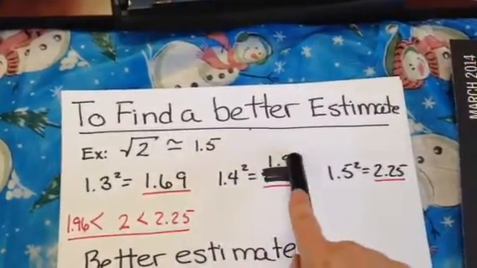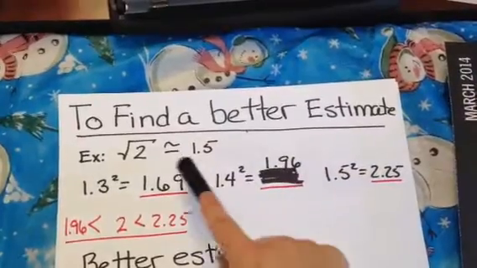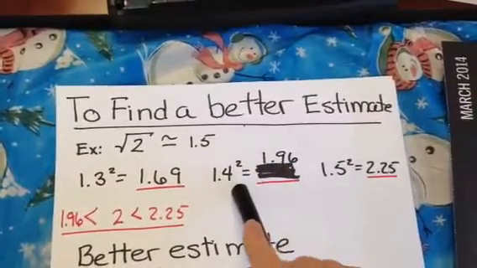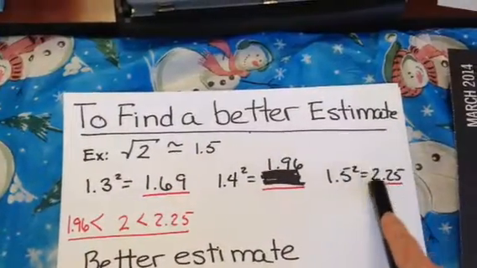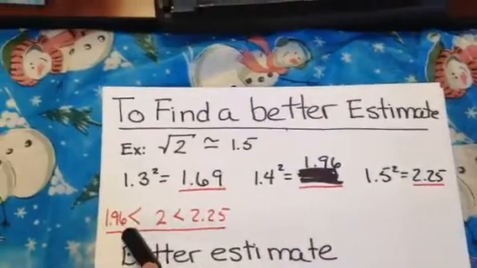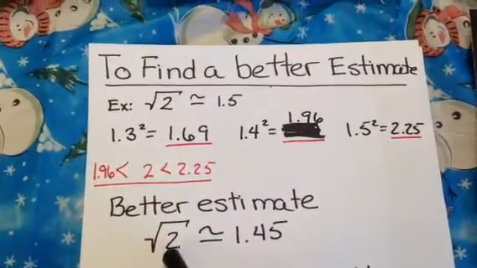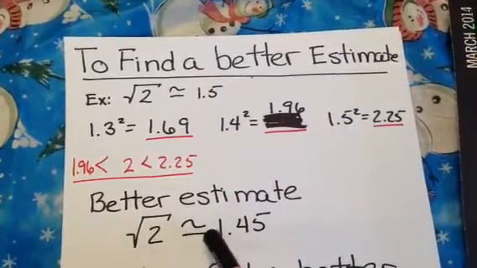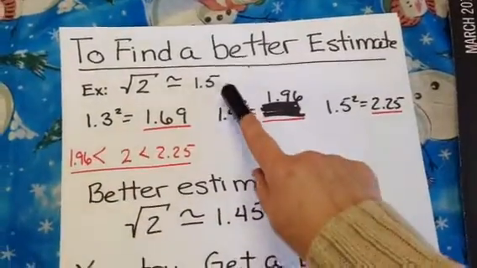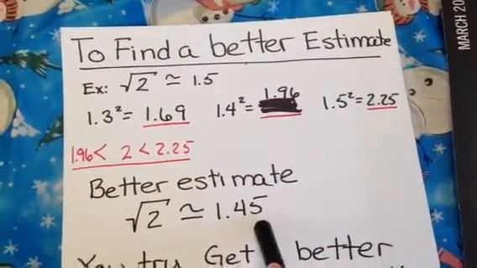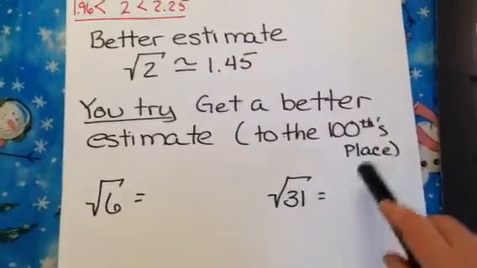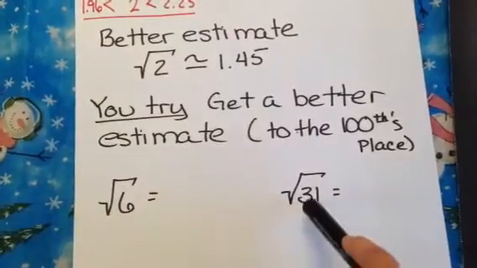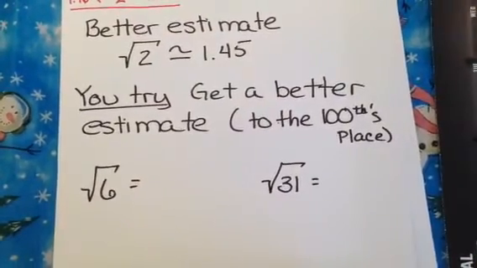So when I look at these three answers, I notice that 2 is greater than 1.96, which is 1.4 squared, and it's less than 2.25, which is 1.5 squared. So the better estimate for the square root of 2 would be in between 1.4 and 1.5. So we could estimate it as 1.45. These are both perfectly good estimates, but this one is better. Now you try to get a better estimate, meaning estimate to the hundredths place for the ones we just did. Square root of 6 and square root of 31. Pause the video and give that a try.